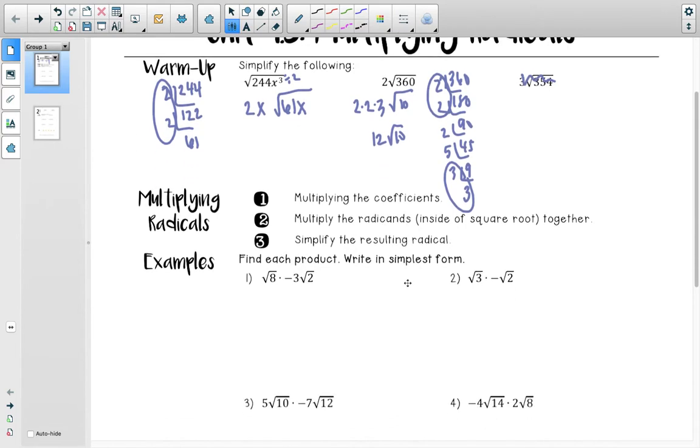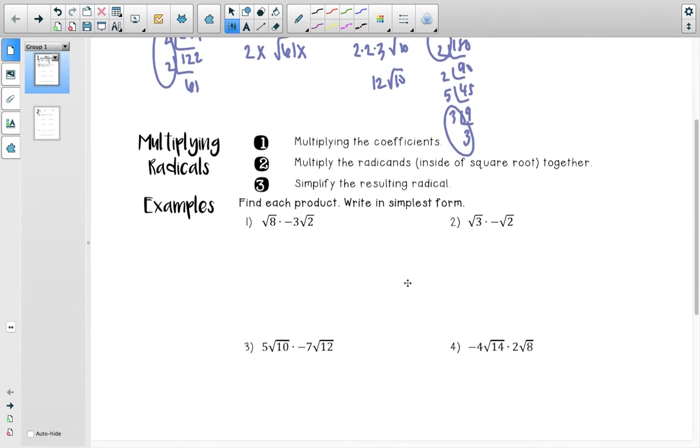Okay, so today we're multiplying radicals. And basically I would like to say you multiply the inside with inside, sounds weird, and outside with outside.